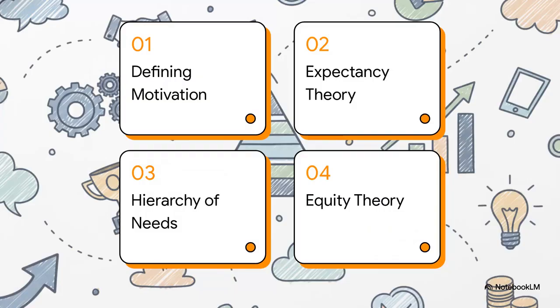Here's the quick roadmap for today's explainer. We'll start off by defining exactly what motivation is, unpack Vroom's expectancy theory, scale Maslow's hierarchy of needs, and then finally wrap up with equity theory. And we'll be tying in real-world applications so this material actually sticks in your brain.